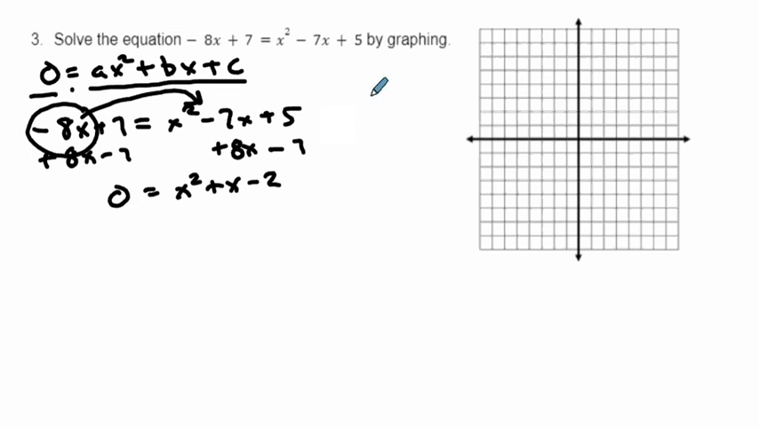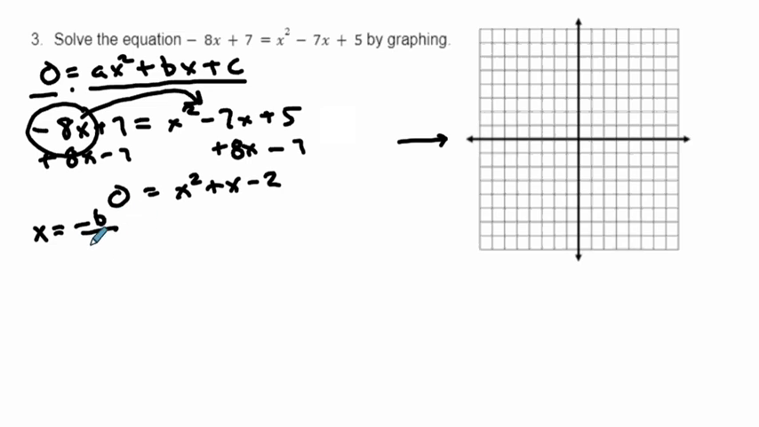Now I am going to graph it, and when I graph it, where it crosses the x-axis, which is this thing right here, is going to be my solution, or solutions, depending on what it looks like when I graph it. So let's start by finding our axis of symmetry, because that's how we always start graphing a quadratic equation.